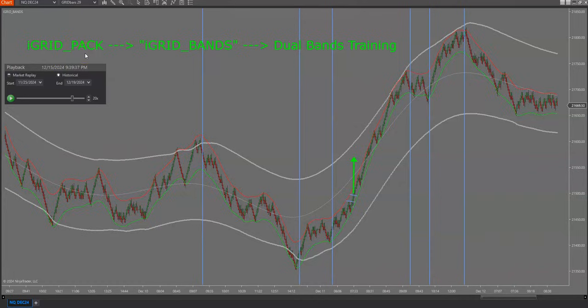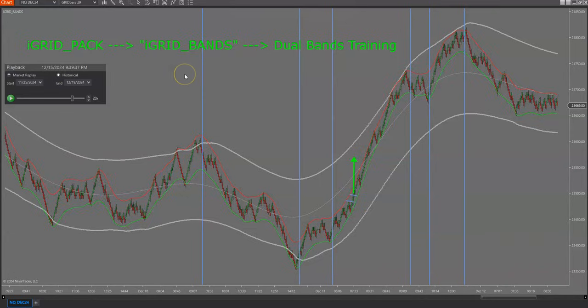This will be an initial two-part training where I'm allowing both the public and those that are part of the iGrid group who have gotten access to these tools some preliminary training on how I'm using this version of the dual bands and the second version of the iGrid bands.